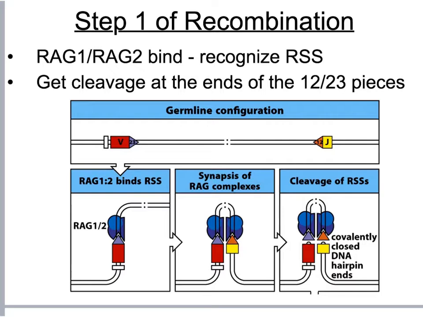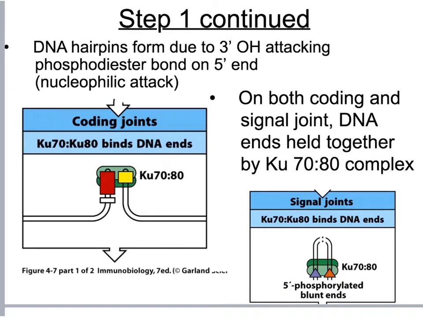So this is just a recap. The RAGs line up to the 23 and 12 spacers and cut. These loops are formed because of the nucleophilic attack. The Ku proteins come in and hold everything together.